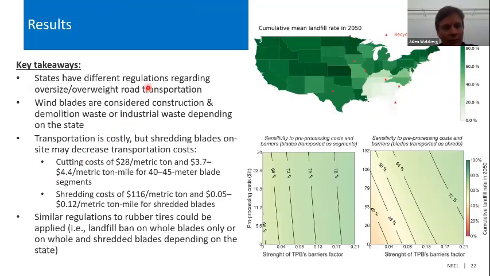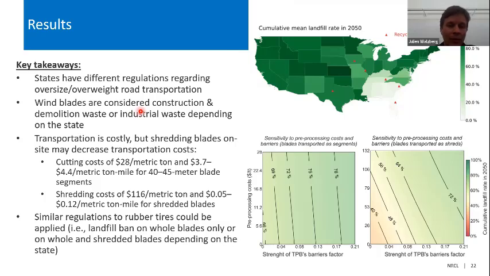So because states have different regulations regarding oversize and overweight road transportation, that is a logistical hurdle to transport blades across states. And that's something that we were able to capture within the model that's going to actually hinder the adoption of recycling pathways, because you can see here on the map, we don't have recycling facilities in each state of the US. And so if we wanted to recycle, let's say, some wind turbine blades from a wind turbine in California, we would have to cross a certain number of states and make sure that we get all the size and weight road transportation permits and things like that.